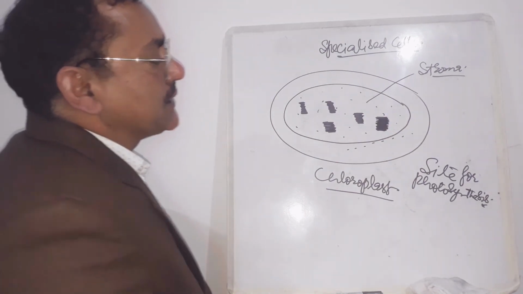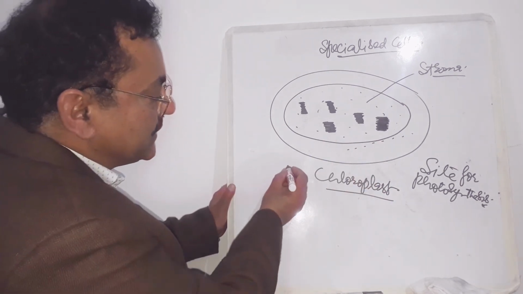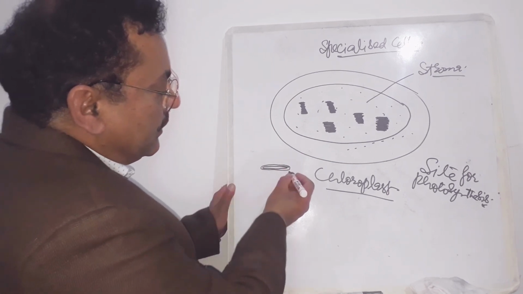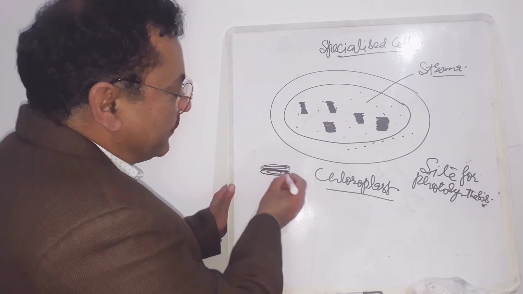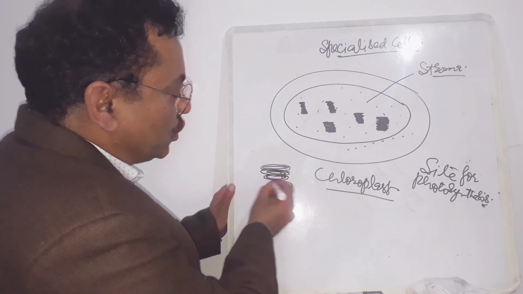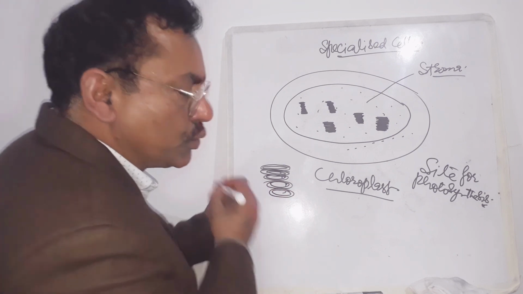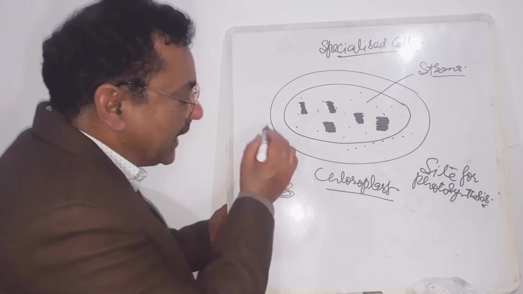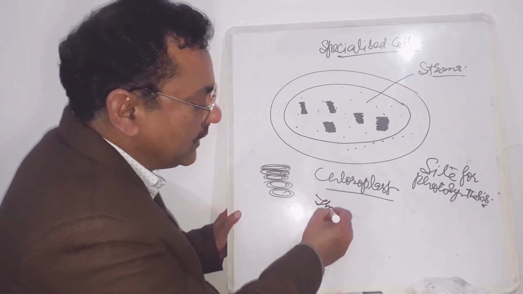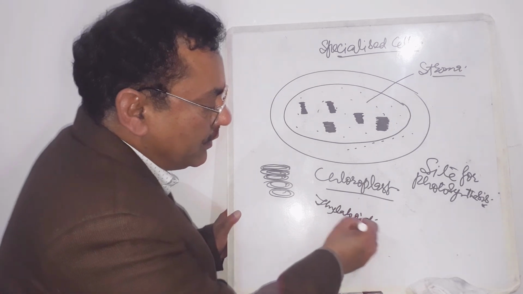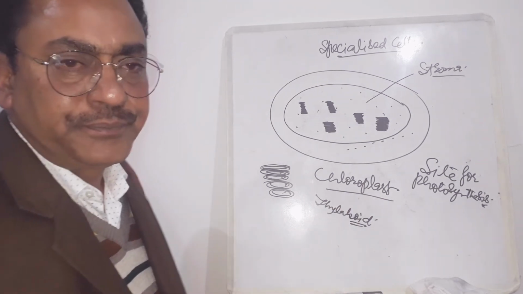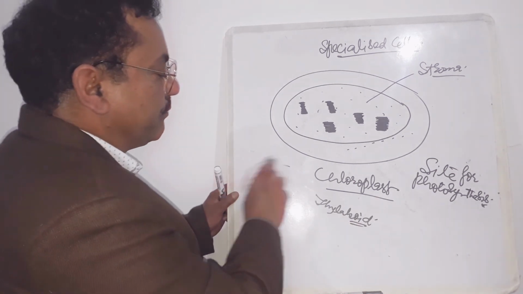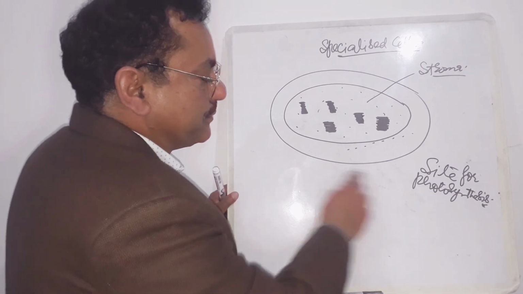So actually, what is a granum? Granum is a stack of thylakoids. This is one thylakoid. It is upon another thylakoid, and so on and so forth. So when thylakoids get stacked together, they form a granum. Now the question is, what is meant by thylakoid? Thylakoid is actually a membrane. It is a living membrane, made up of phospholipids and proteins.